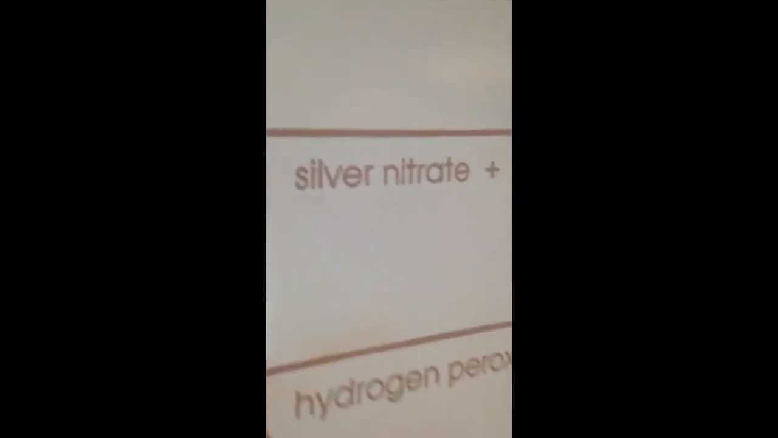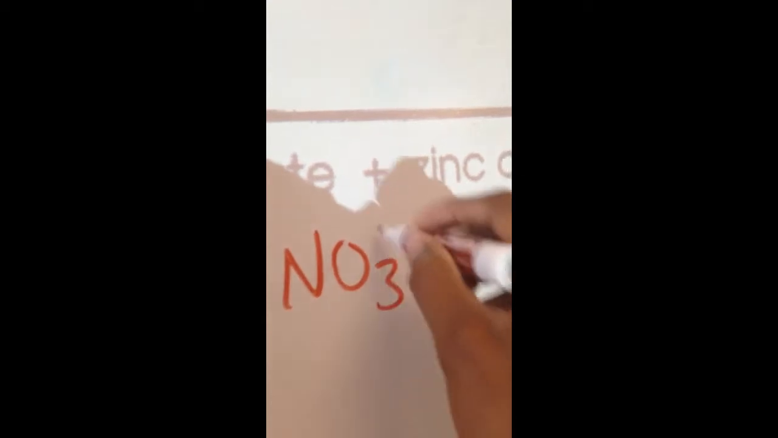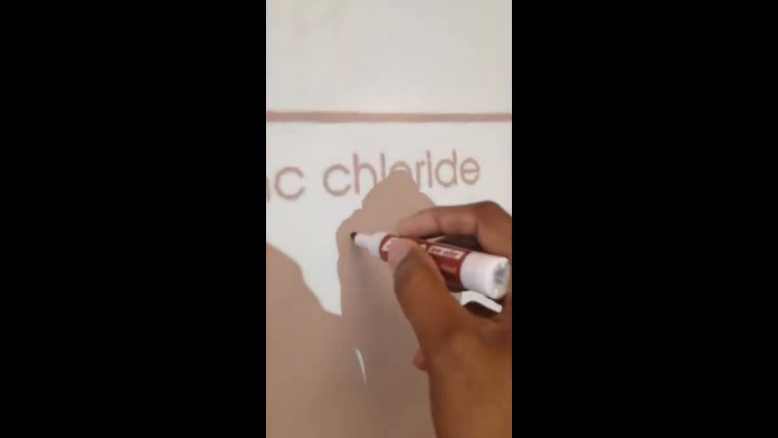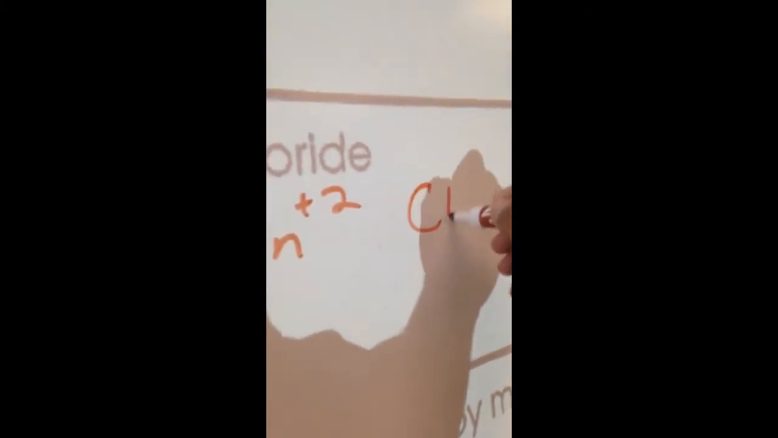Okay, the next one we're going to do is number 3, silver nitrate plus zinc chloride. First thing we want to do is establish our ions. So we have silver, which is a +1. We can go to our chart, look at nitrate. It's NO3 with a -1 charge. Then we have zinc. Zinc is another exception, always +2. And then we have chlorine, which is a -1.